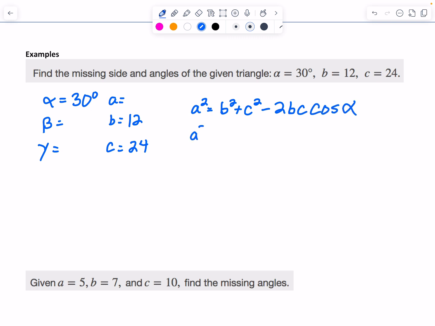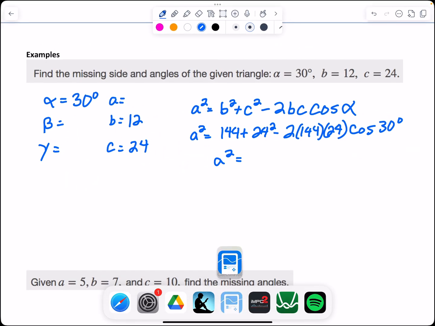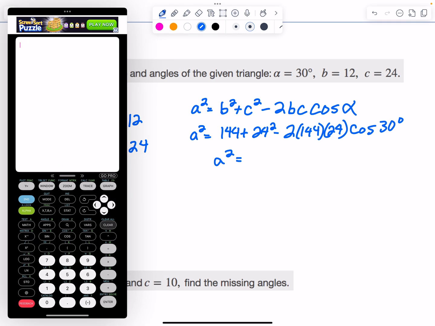We're just going to plug it in. So a squared equals 12 squared, so it's 144, plus 24 squared. I'm going to plug it in my calculator because I don't know that one. Minus 2 times 12 times 24 times cosine of 30 degrees. So you can plug this part in your calculator straight up. All right, I'm going to clear it. It's getting a little messy for me. So 12 squared plus 24 squared minus 2 times 12 times 24 times cosine of 30.